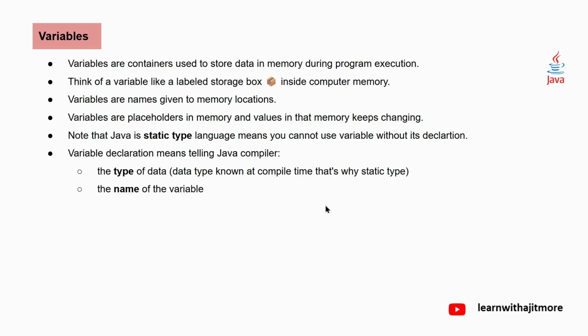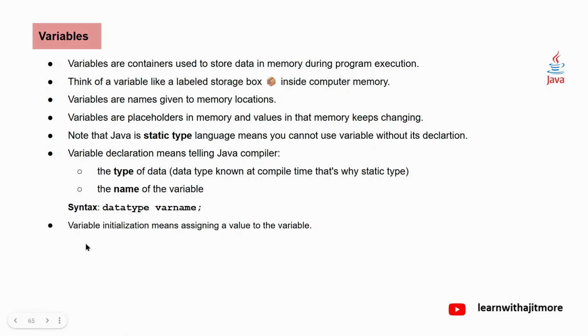And the name of the variable. The general syntax is like this: data type, variable name. This data type can be primitive or non-primitive. If it is non-primitive, it will contain a reference. If it is primitive, it will directly contain the value of that data type. And optionally, you can give an initial value to it. You can assign by equal to. Whatever you assign will get stored in it. So it can be a primitive value or a reference also.